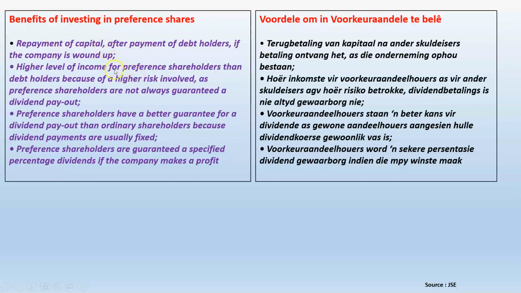Now, because they are fairly high-risk types of investments, they also earn a higher level of return. So the income that they can earn on a preference share is more than the income they can earn on just granting a loan, for instance, to somebody, because there's more risk involved.